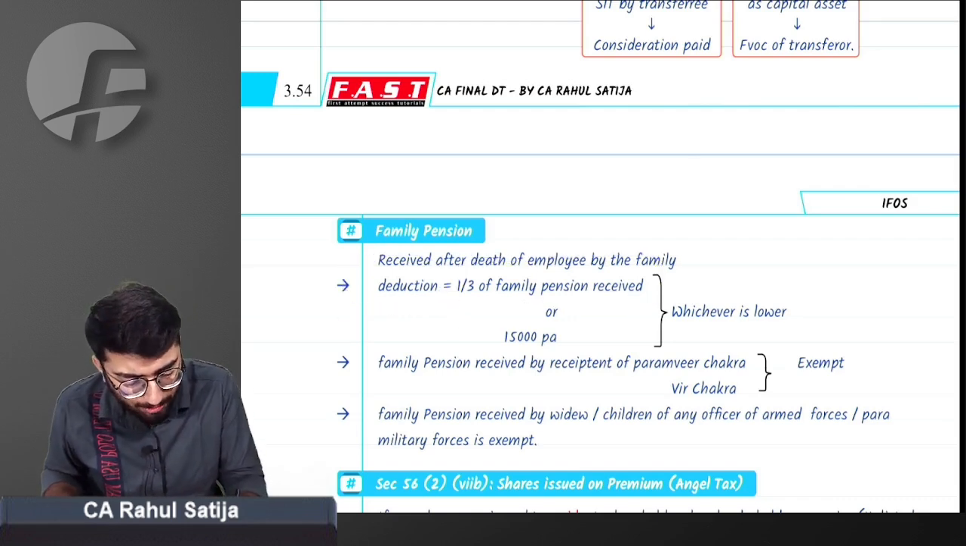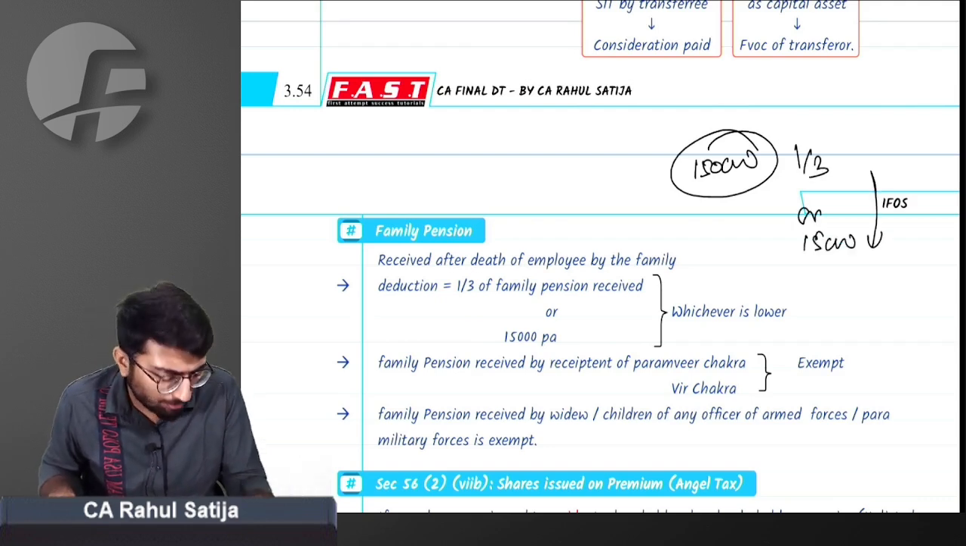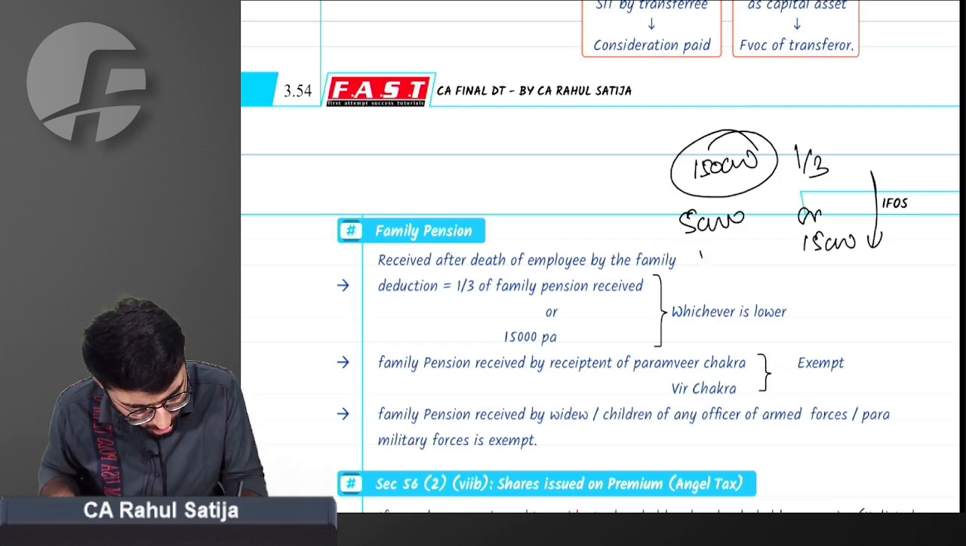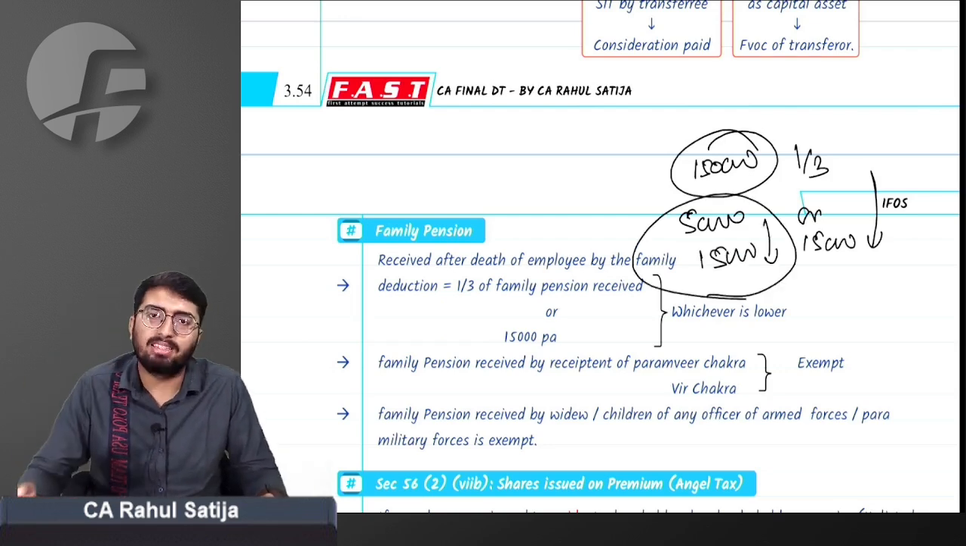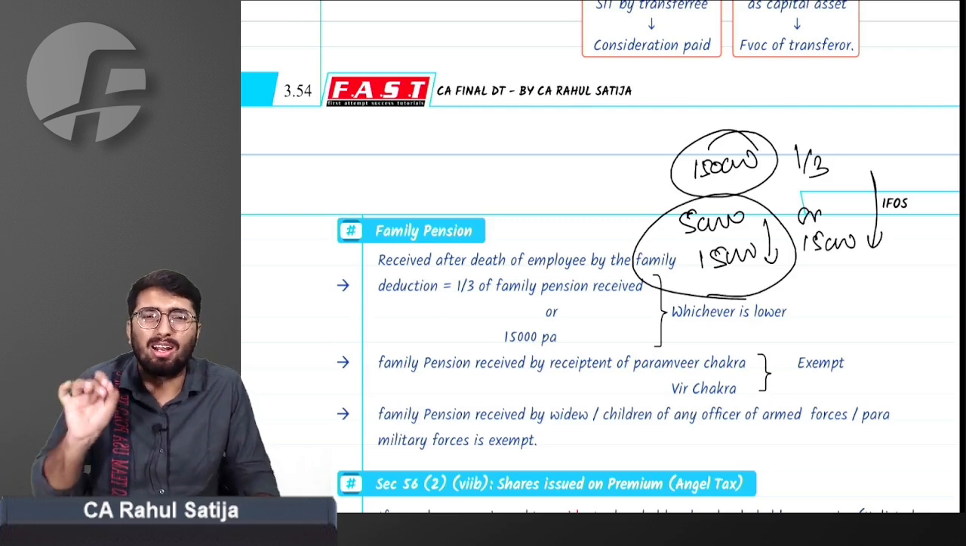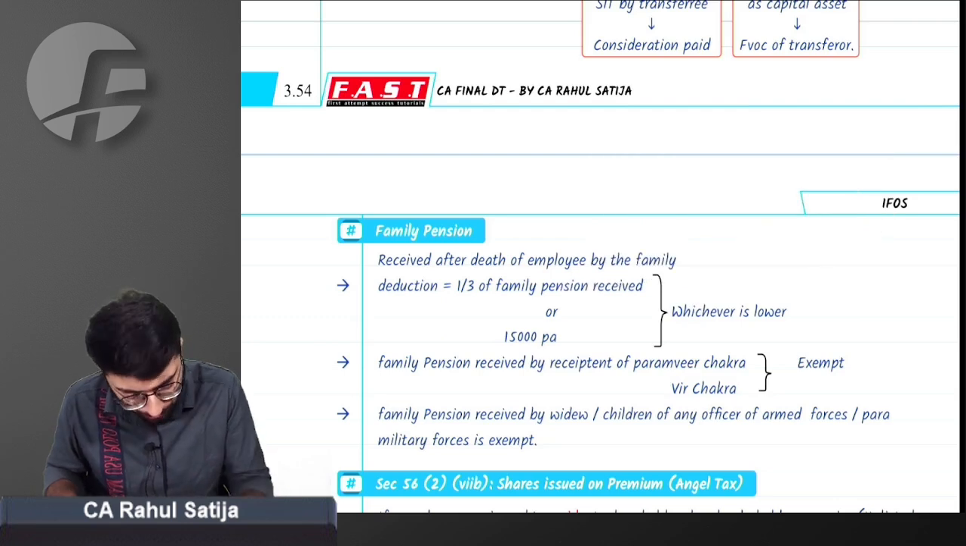For example, the annual family pension received is 1,50,000 rupees. So 1/3 of it, which is 50,000, or 15,000 per annum, whichever is lower, is exempt. So either it has to be 50,000 or 15,000, whichever is lower will be exempt. It will be allowed as a deduction under section 57, whatever the case may be. But this is the family pension.